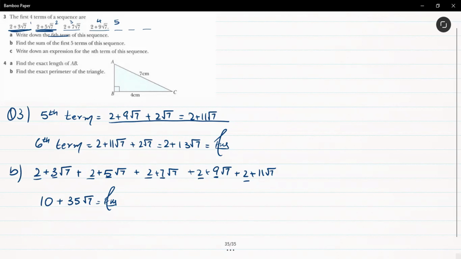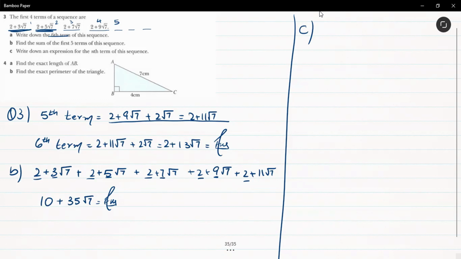Okay, for part C, what they've told us is: write down an expression for the nth term of the sequence. I've been trying to avoid that formula, but I guess it's one of the requirements. I don't know why they're adding it here, but it's in your syllabus. I was trying to avoid it because it's not part of the chapter, but you're going to learn it, not now, but later on.